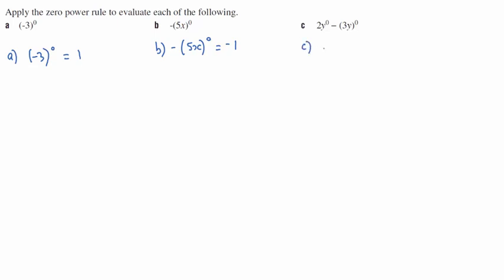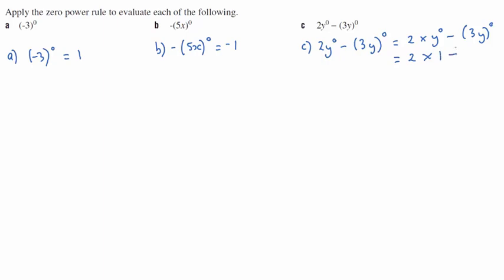Our third example is 2y to the 0 minus bracket 3y to the 0. So here we have two terms. Let's consider the first term, 2y to the 0. By expanding that out, 2 times y to the 0 minus 3y all to the 0, we can see that the power of 0 only applies to the y, not to the 2. So that's going to be equal to 2 times, and then y to the 0, that's equal to 1, since anything to the power of 0 is 1.